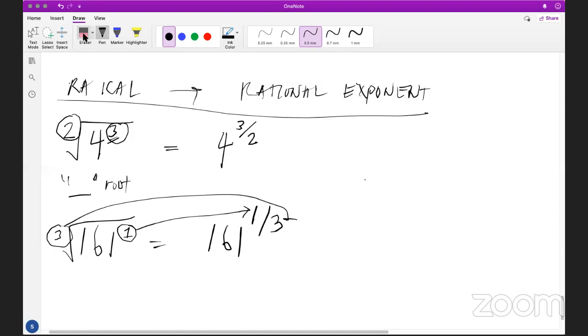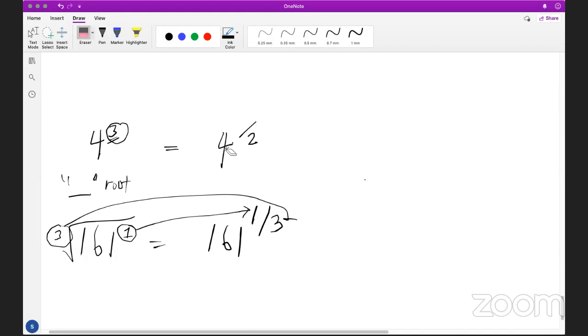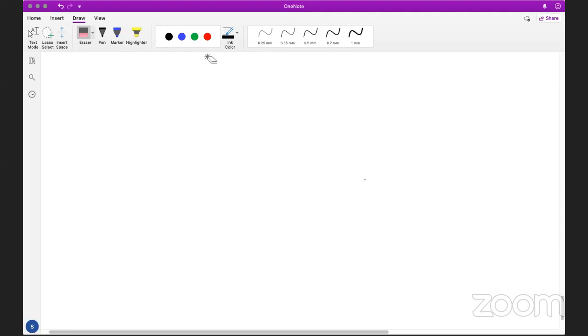If we have a rational exponent and we want to turn it into radical form, say we have x raised to 1/2, this is equal to, again, this will be the exponent, or the power, x raised to 1, and this will be the index, or 2. Or simply, square root of x.